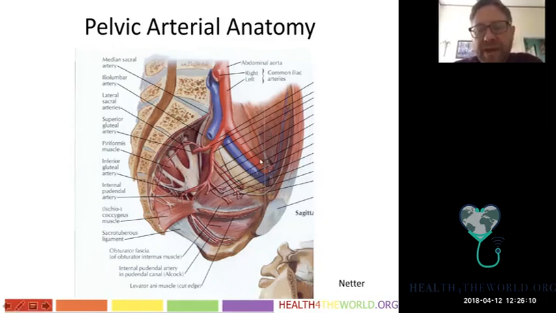The deep circumflex iliac artery is usually not important, but sometimes it is for when you have blockage and occlusion. But other times it's important in trauma because it can be injured with iliac wing fractures.